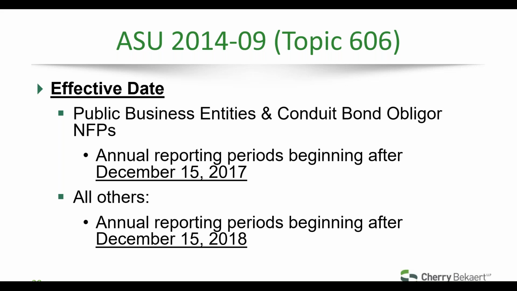If you are a June 30 public business entity or a not-for-profit that's classified as a public business entity, that means Topic 606 is applicable on July 1st of 2018, which means it's effective now for you. If you are June 30 and you're not a public business entity, it would be for June 30, 2020.